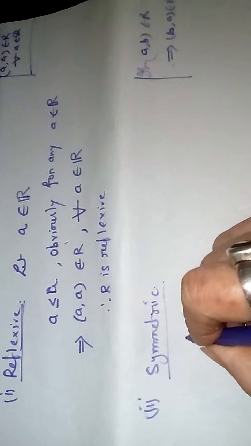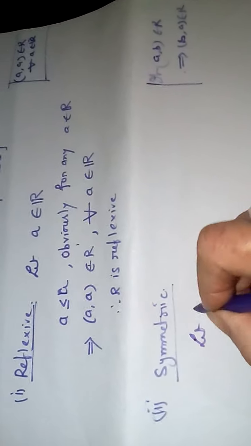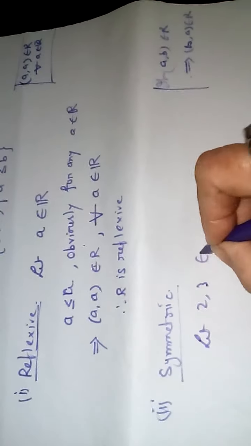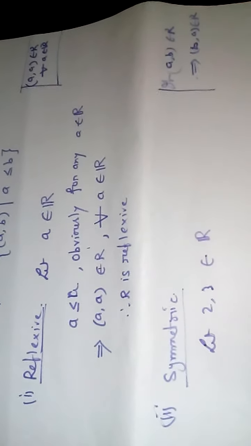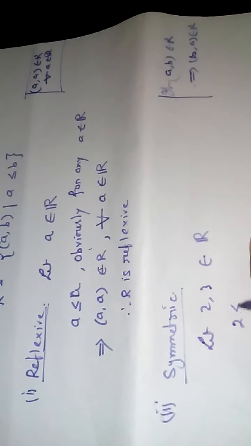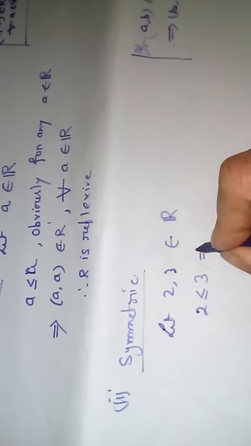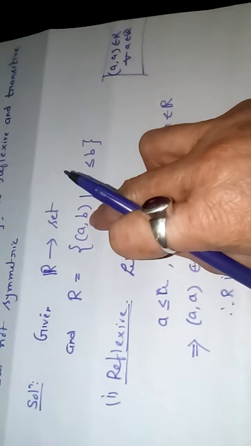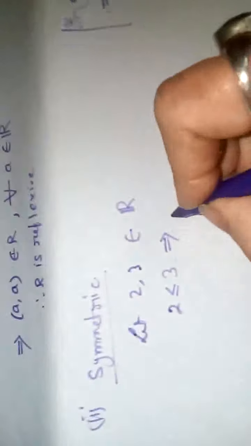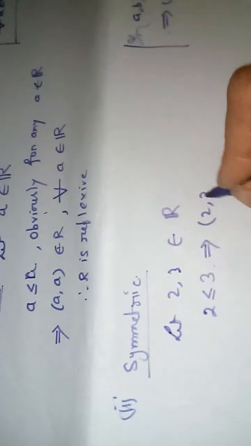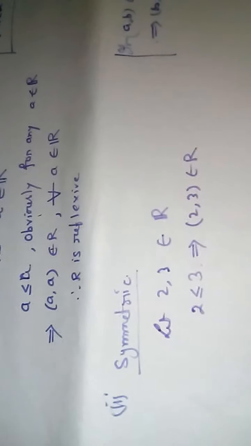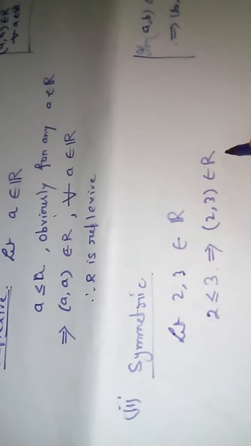So I am taking it. Suppose I am taking here 2, 3, any element you can take belonging to the set of real numbers. Then we know 2 less than equal to 3. হয় নে নহয় 2 less than equal to 3 হয়, it gives you what? 2 যদি less than equal to 3 হয় means it satisfied the condition. Therefore 2, 3 belongs to R. So you can write down here 2, 3 belongs to R. This is your relation R.